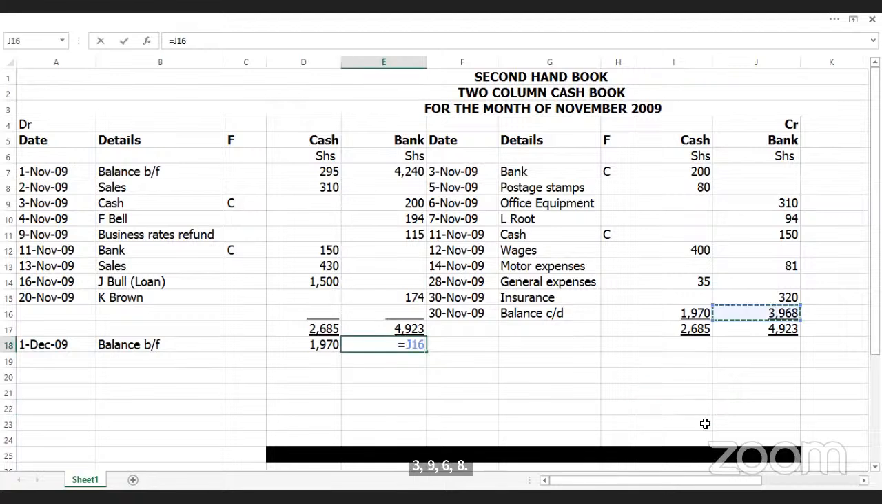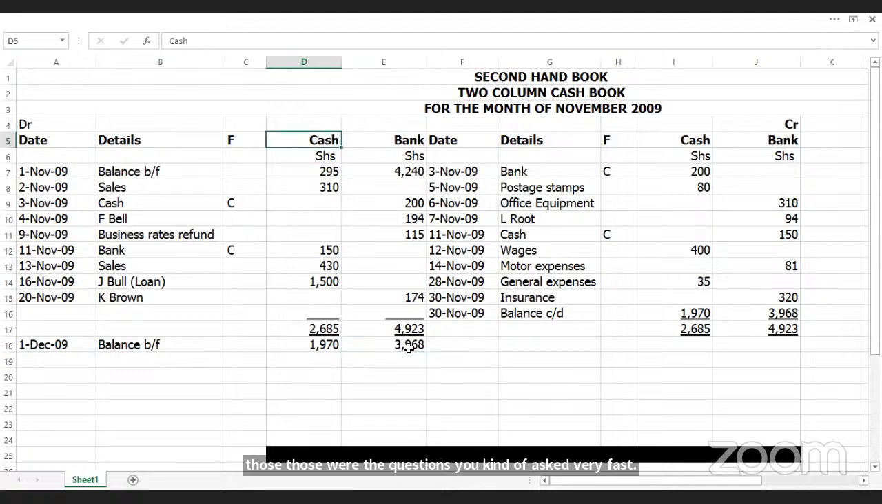Okay, that is your cash book, members. That is your two-column cash book. So we have balanced it off. Now those were the questions you can ask very fast.